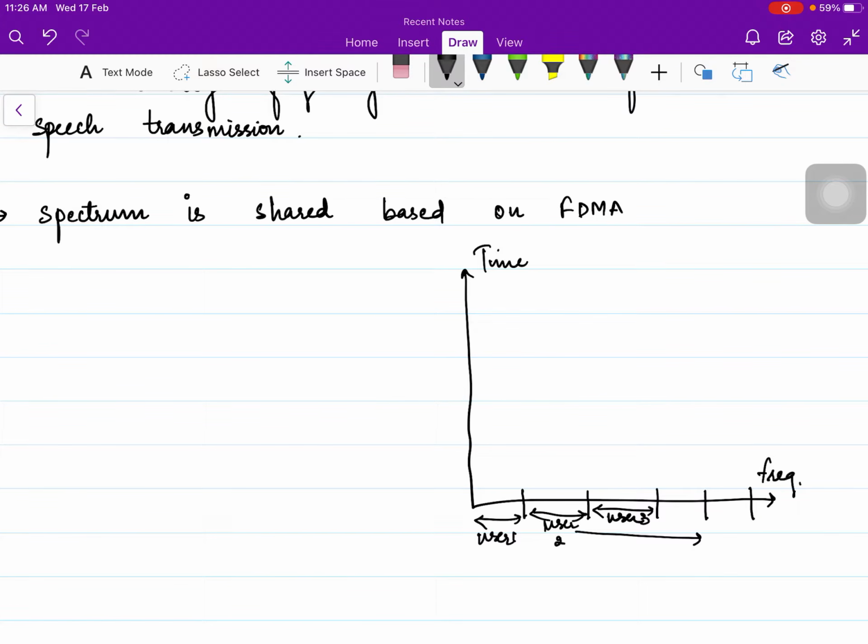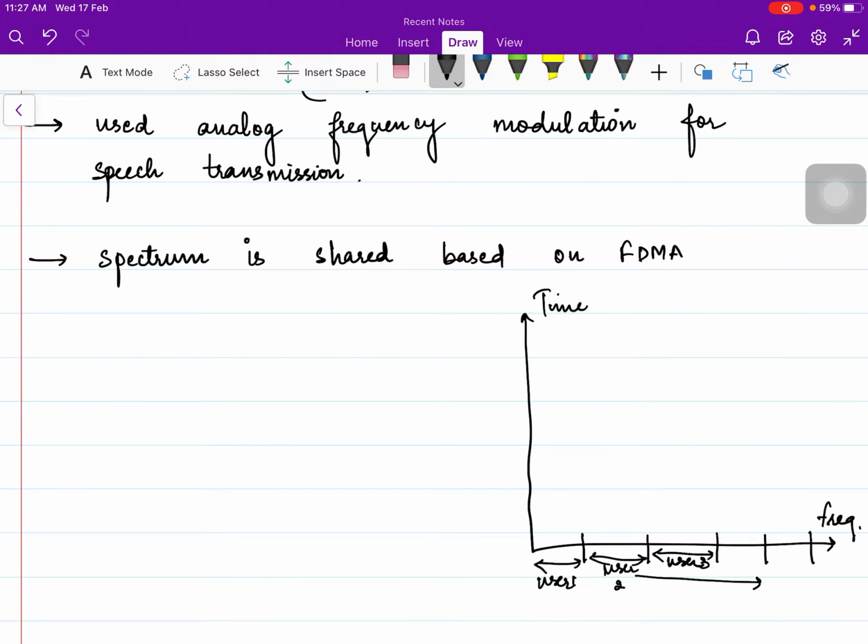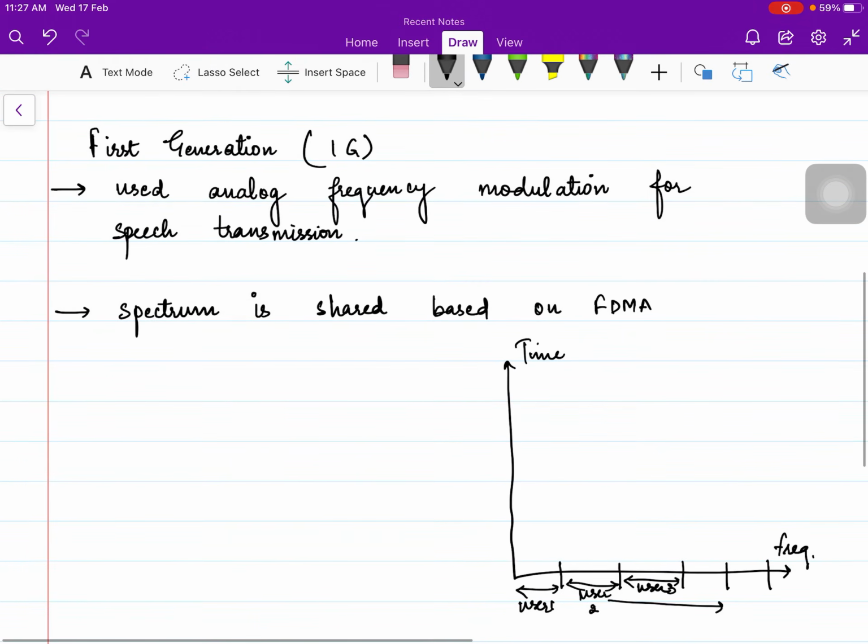So user 1 is allotted some particular channel, so the frequency has been divided here. Each slot is available to each user for the whole time period. That is called frequency division multiple access. You can remember it like that: if you take the words frequency division multiple access, then frequency will be divided. This is how the spectrum is shared in the case of the first generation.